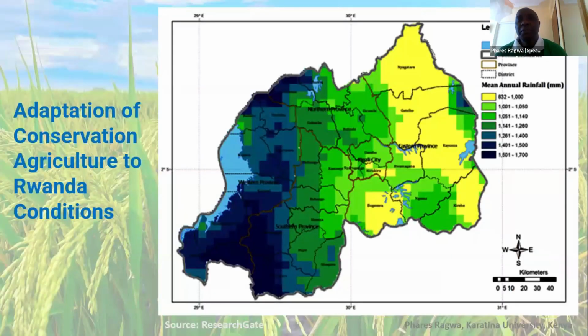Let me try to look at conservation agriculture from the Rwanda perspective. I'm not a specialist in Rwanda, but I looked at some geography of Rwanda. Like this map here, I can see to the west is very wet. It is hilly. And there are some challenges or potential challenges that you can associate with that. In the mid-row, we have gentler slopes, lower rainfall. To the east, we have lowlands, drier conditions, and all these might require different conservation agriculture interventions.